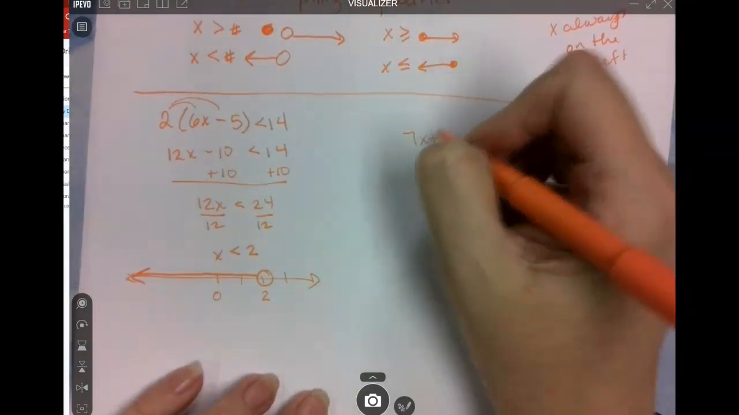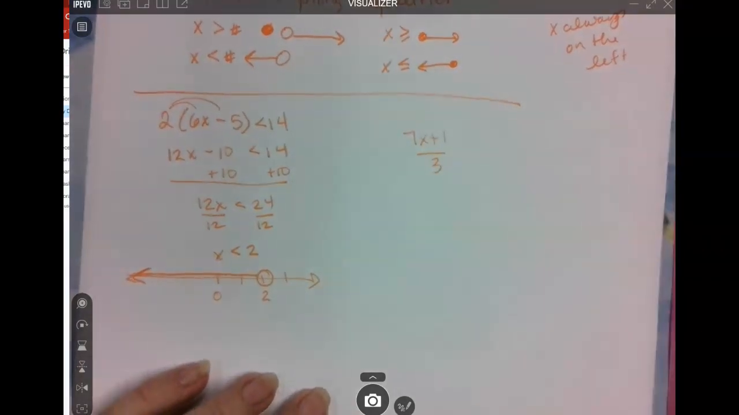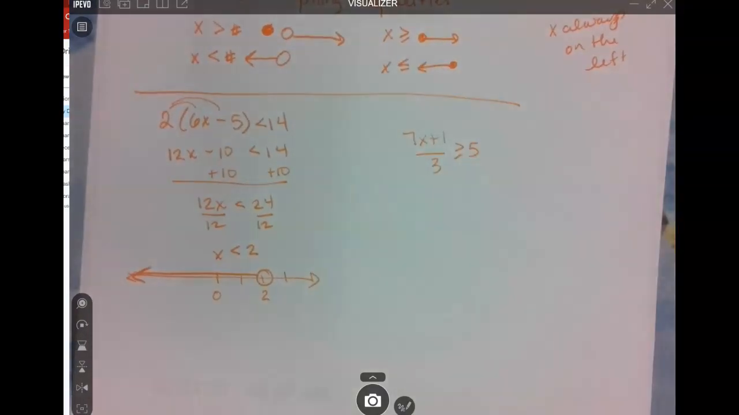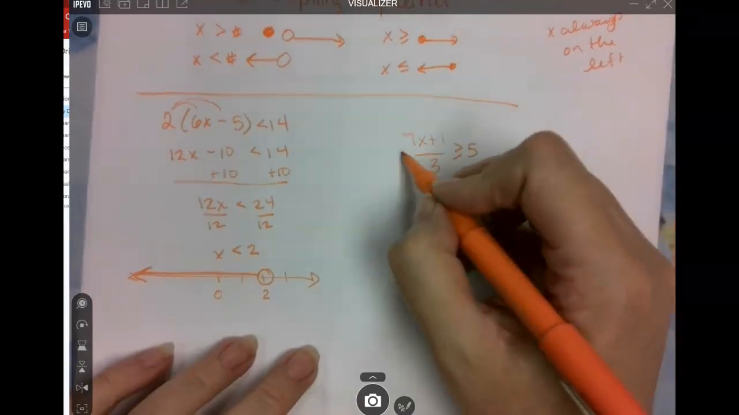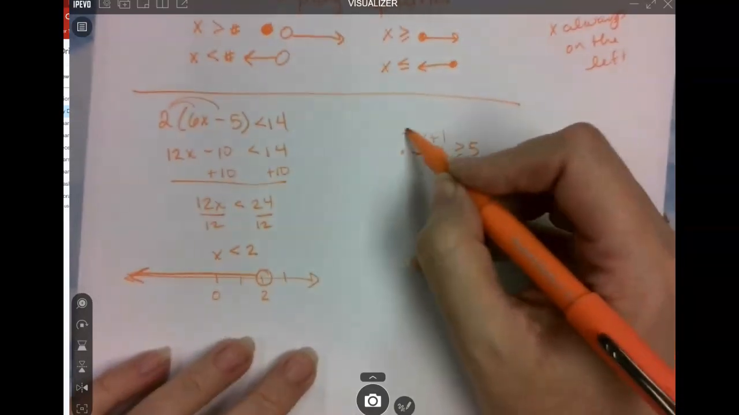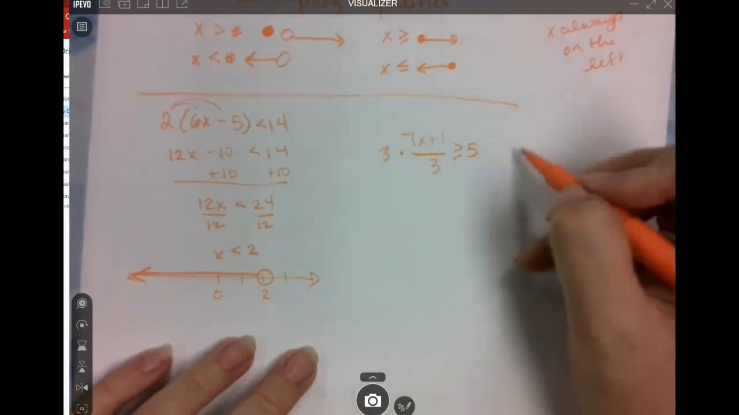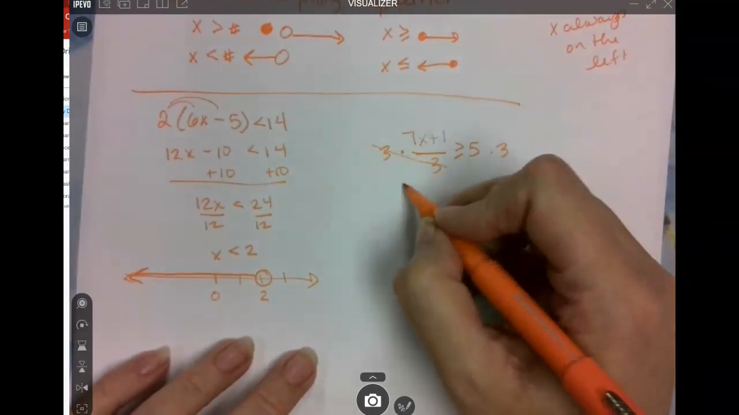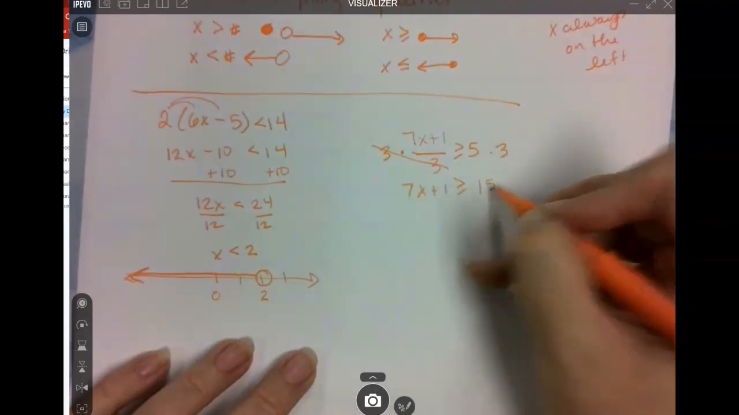7x plus 1 over 3 is greater than or equal to 5. Okay, how do I get rid of something on bottom? Well, notice I have to do the bottom thing first because this is all stuck together on top. So first I'm going to multiply times 3 to get rid of the thing on bottom. So I have 7x plus 1 is greater or equal to 15.